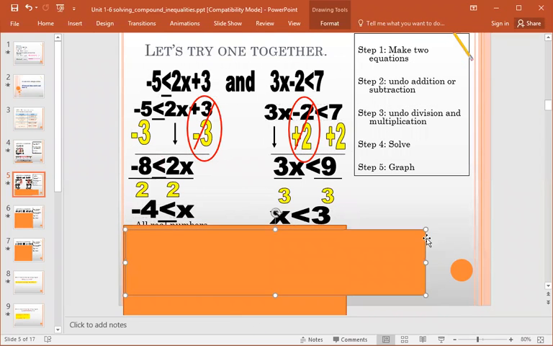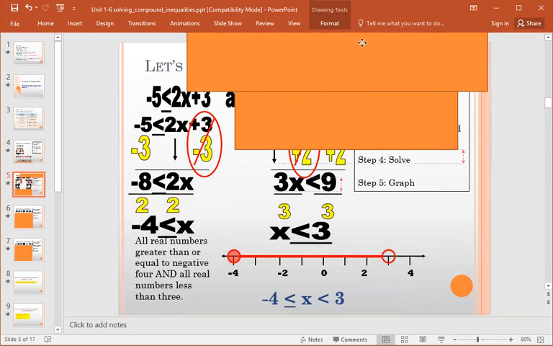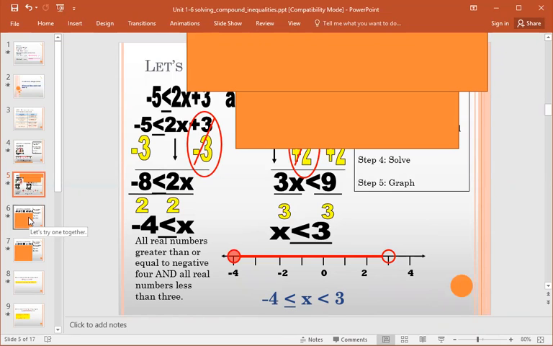I'm just going to slide these up. Okay, when we go to graph, we have -4, we have 3. 3 is open. And here we graph in the middle. So this is what our inequality answer would look like: -4 less than or equal to x less than 3.